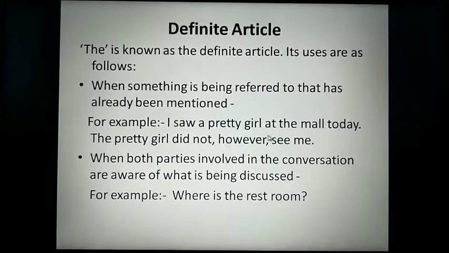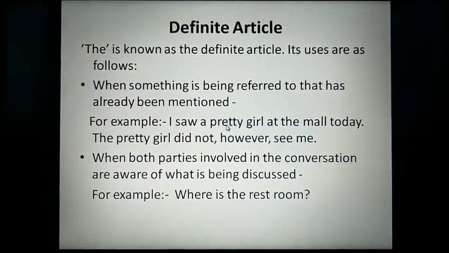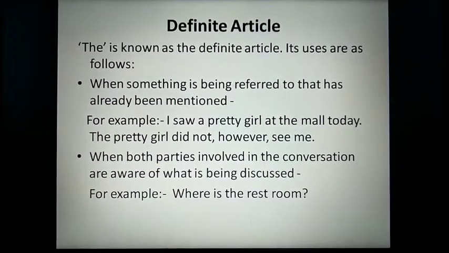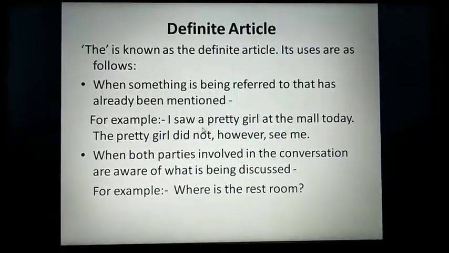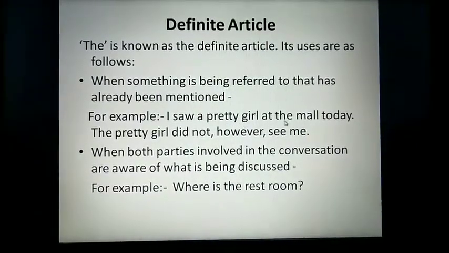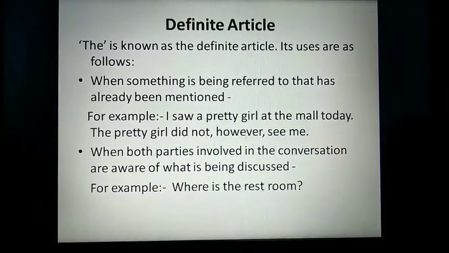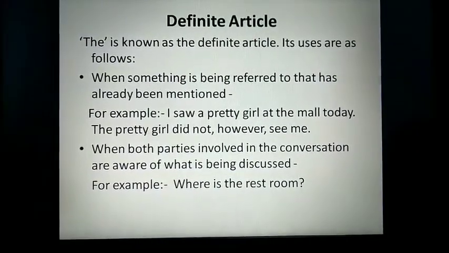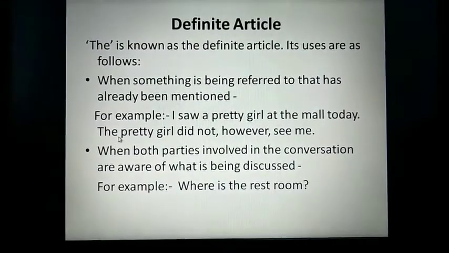In the first sentence, a is used before pretty girl. Here the readers don't know which girl is being talked about. In the next line, because the same girl is referred to, the definite article is used.